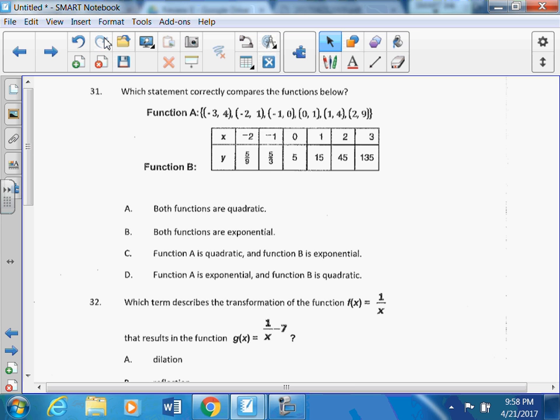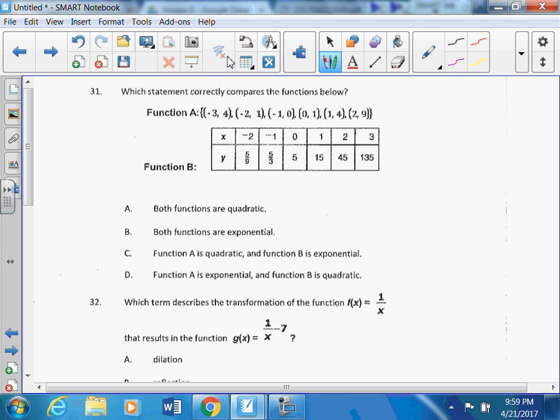If you look at function A, we go from -3 to -2 to -1, 0, 1, and 2. So all the x-coordinates are 1 apart, and the same thing we have on function B: -2, -1, 0, 1, 2, 3, and so forth. So now we focus on the y's. If you look at the y-coordinates, you go from 4 to 1, 1 to 0, 0 to 1. So let's see what that is.